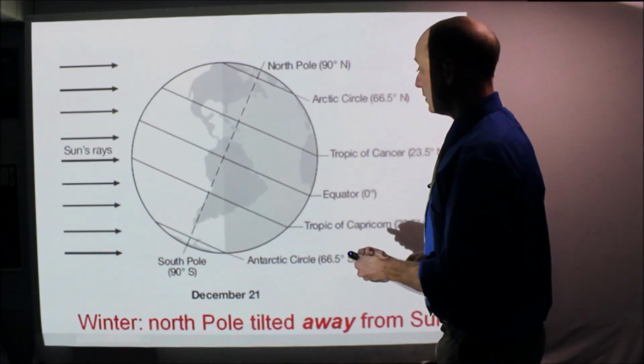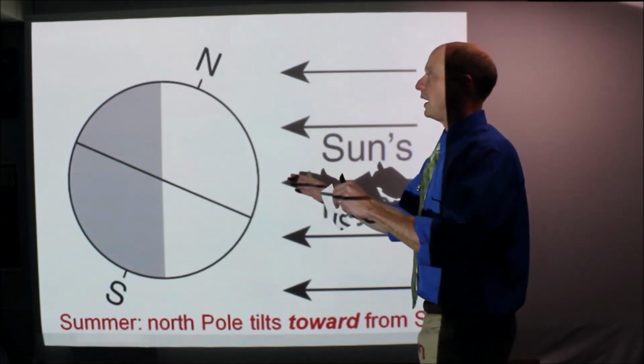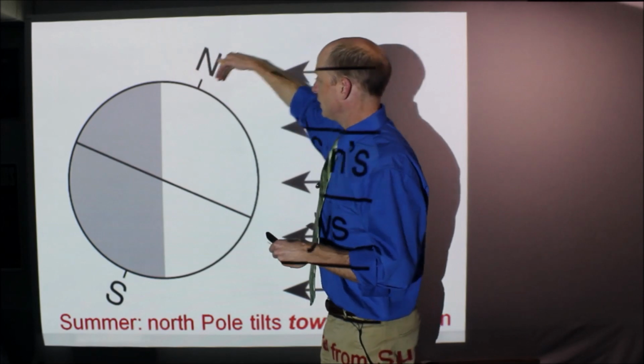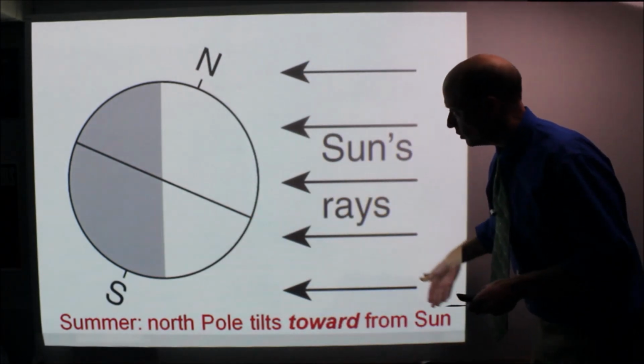Now, this diagram here shows the orientation of summer. Now it changed. Now the sun's coming this way, so you have the North Pole tilted towards the sun. Okay, that is key. Make sure that you know this, commit it to memory.